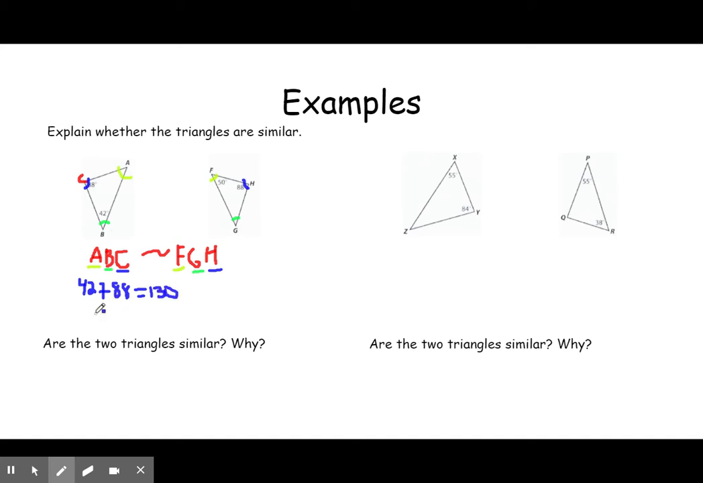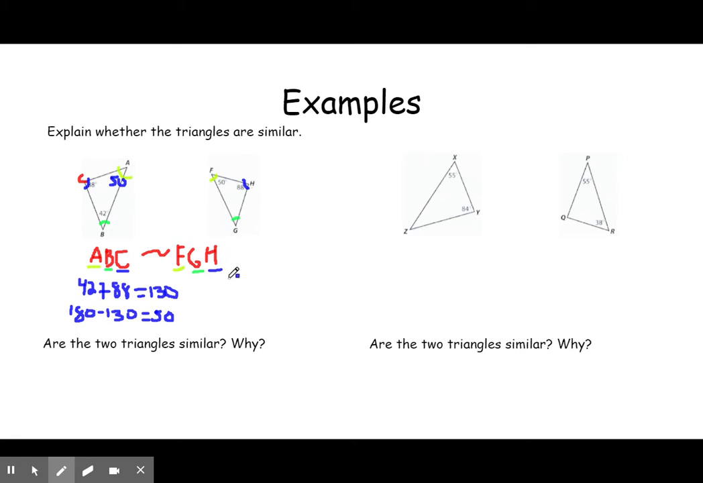Right now, since I know all three need to add up to 180 to find my missing angle, I can take that 180, subtract what we got when we added the other two angles, and I get 50. All right, so this angle is 50. All right, let's do the same thing for this one.